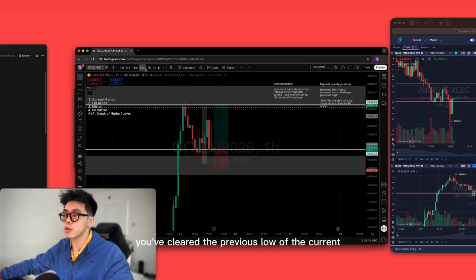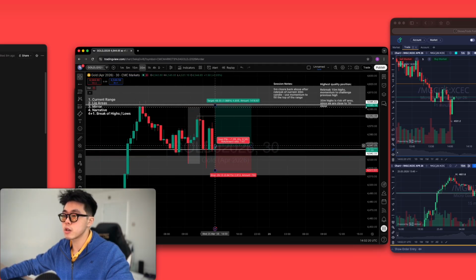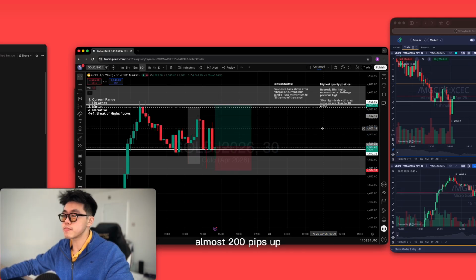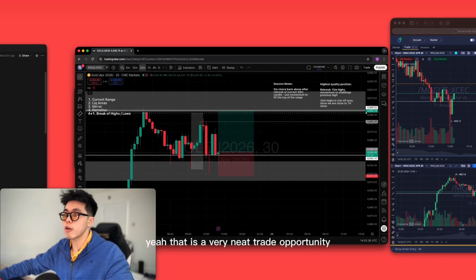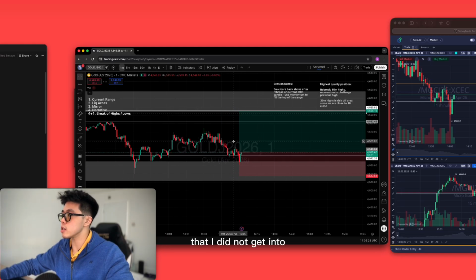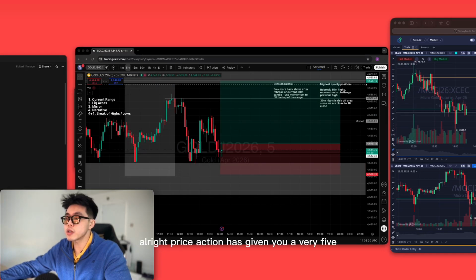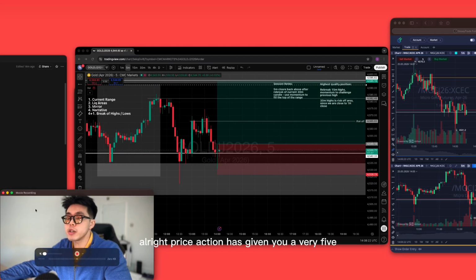You've cleared the previous low of the previous candle, and your advantage point is around about almost 200 pips up. Yeah, that is a very neat trade opportunity that I did not get into. We'll wait and see what happens on price. Right, price action has given you a very neat 5.